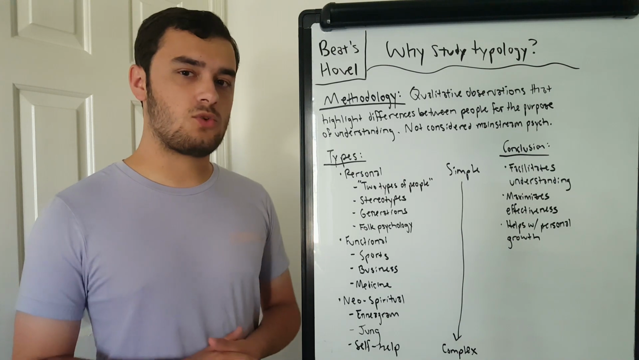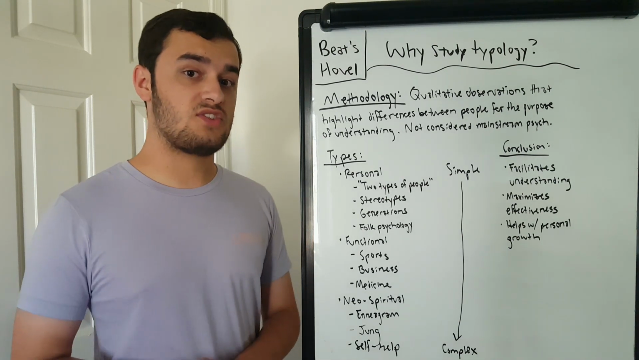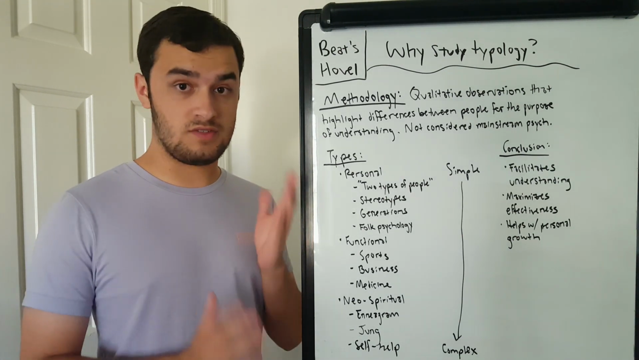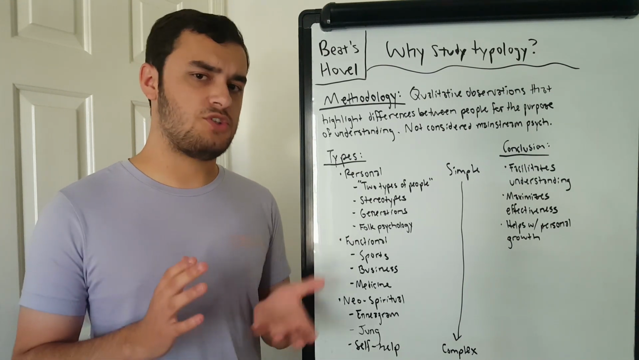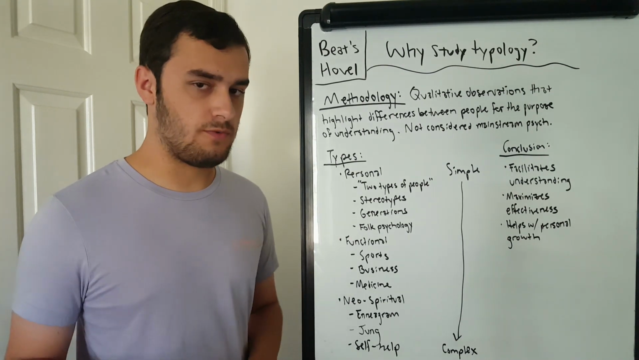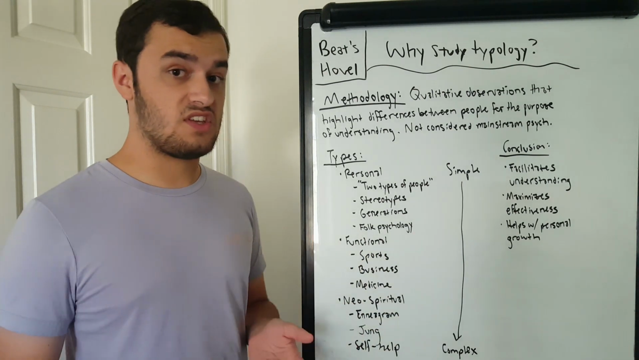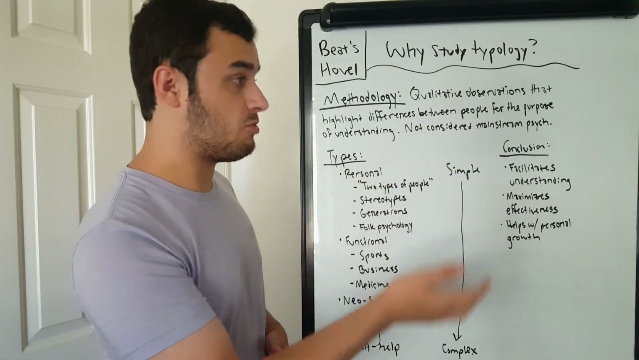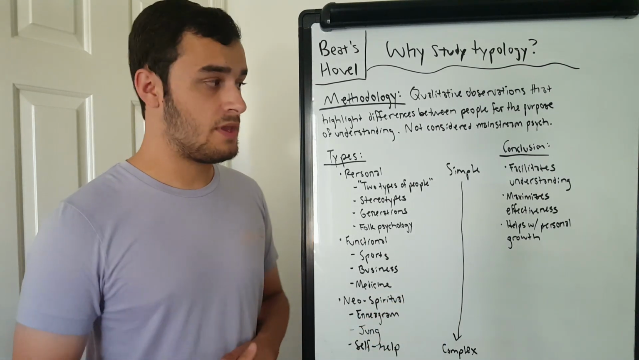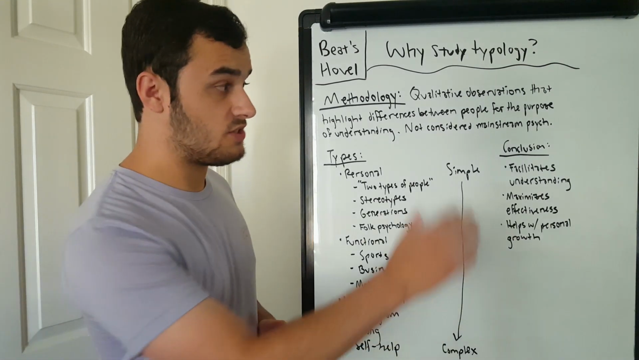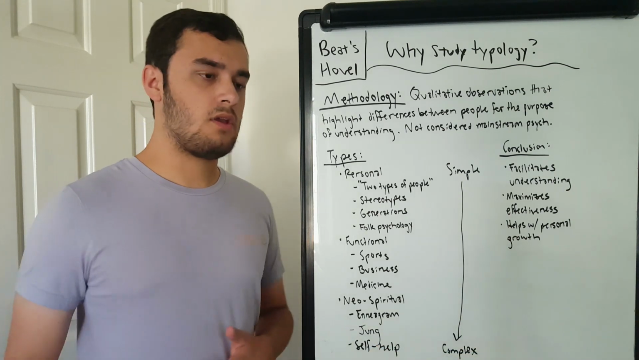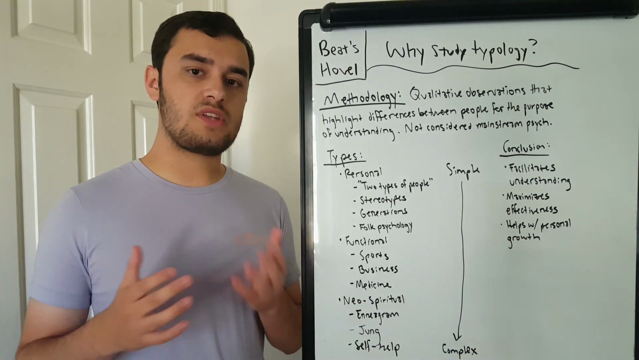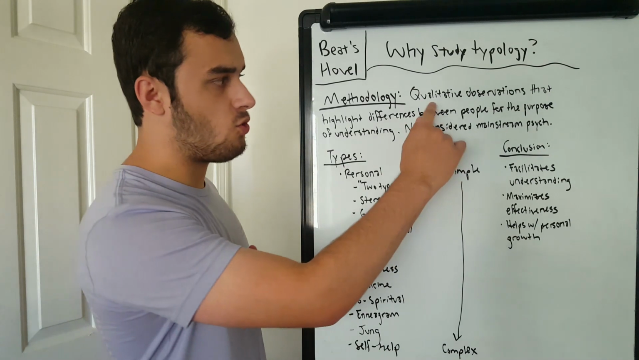And so I crafted sort of an operational definition in psych terms of the methodology of typology and how it's used. So my definition for this is: typology consists in the qualitative observations that highlight differences between people for the purpose of understanding. And then I added a little note that it's not considered mainstream psych. The key word here, I would say, is qualitative.